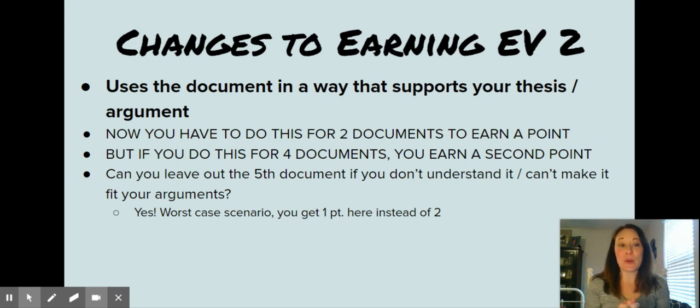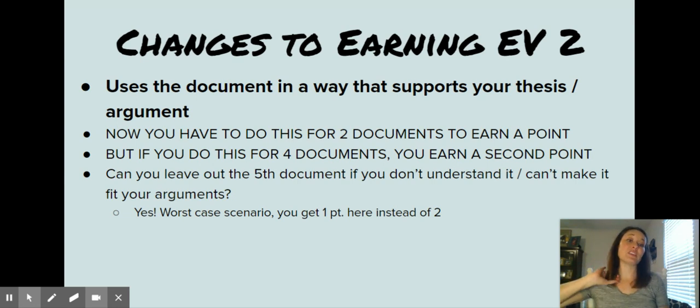All right, so knowing that we can earn 1 evidence 2 point for supporting our thesis with 2 documents, and knowing that we can earn another evidence 2 point if we can support our argument with evidence from 4 documents, here's what this tells me. It is now possible for you to leave out a document, right? You get 5, but if one of them you don't understand or you can't make it fit into your argument, you could just say, you know what? I'm not going to use it.